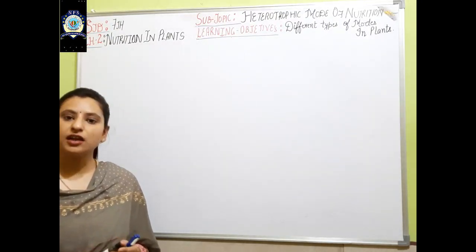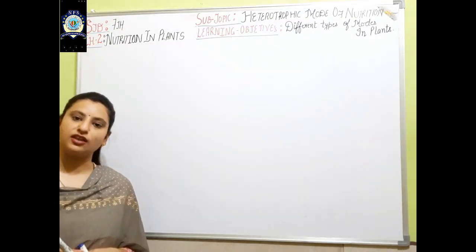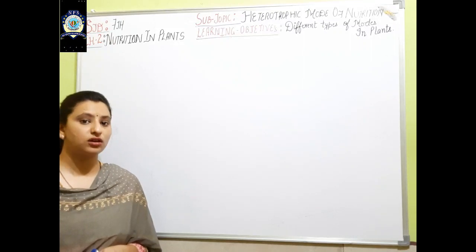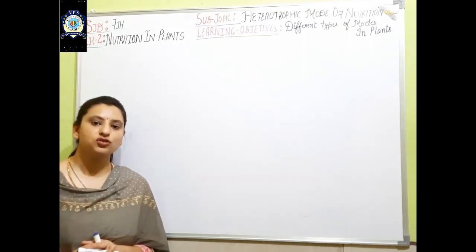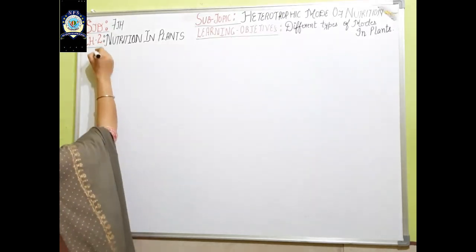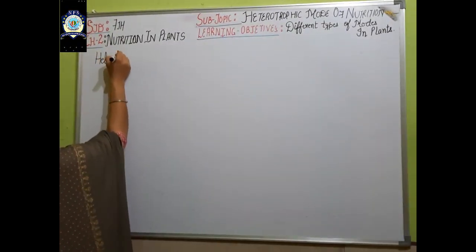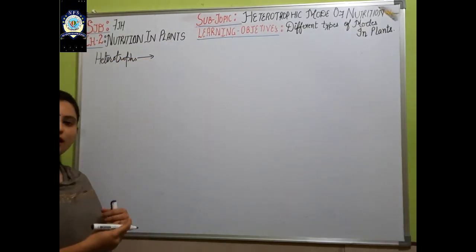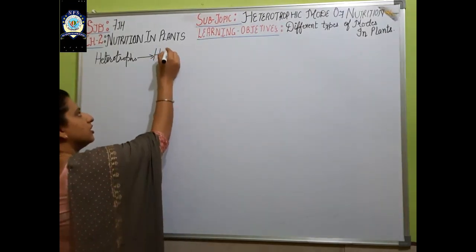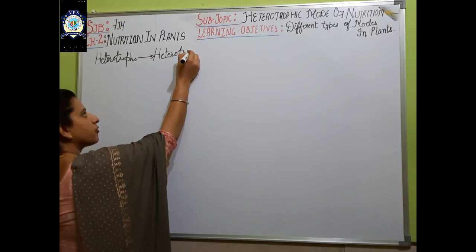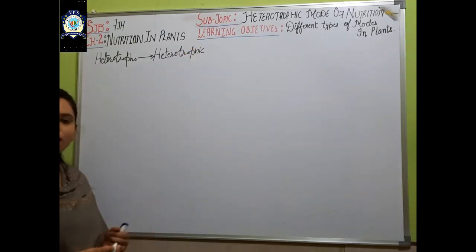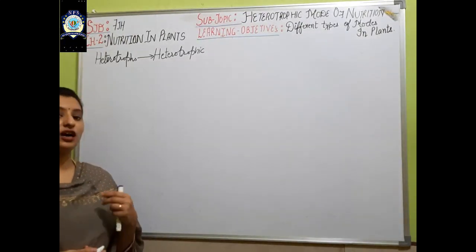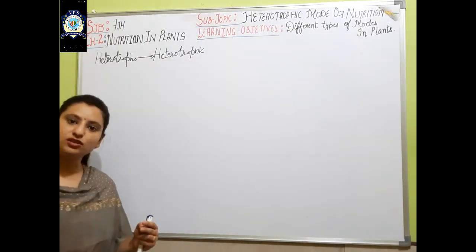Okay, so we know that green plants are capable of making their own food, so that's why they are called autotrophs. But those organisms, mainly the animals and non-green plants, are not capable of making their food, so that's why they are called heterotrophs. The mode of nutrition which they go for is called heterotrophic mode of nutrition. Heterotrophs are those organisms which are not capable of preparing their own food. They depend upon other plants or animals for their food.